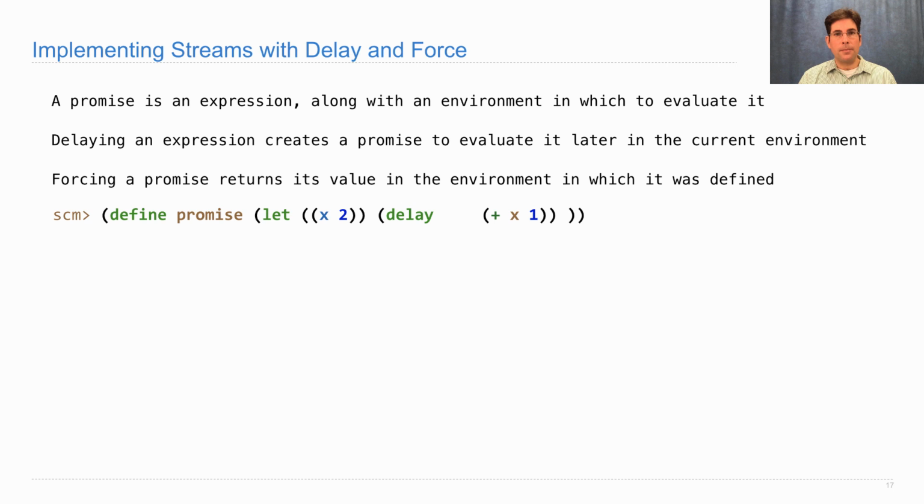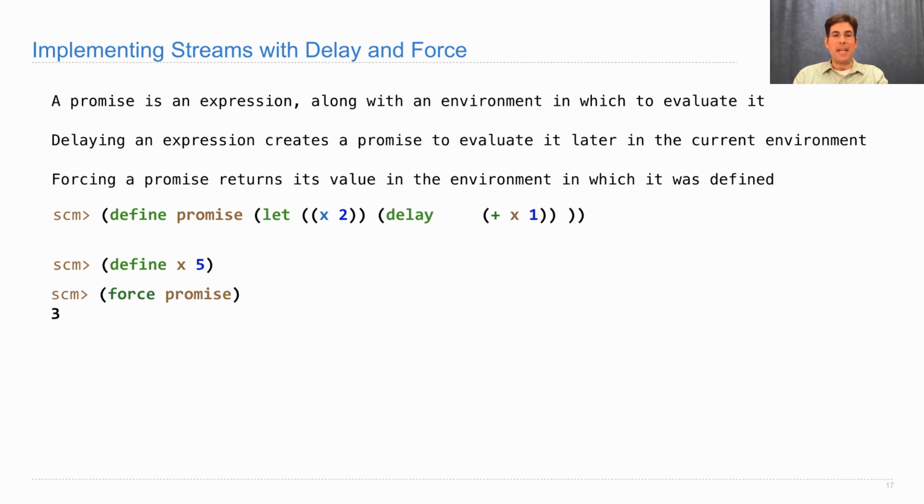Delay creates a promise, but doesn't do any addition. Not until that promise is forced do we add x and 1 together. But which x? Well, this x. Even though this x is out of scope, it's part of the promise, because the delay happened when x was defined. In fact, if I tried to redefine x, that would not change the promise. Whenever it were forced, we would still have x bound to 2, because that's the environment in which this was created in the first place.